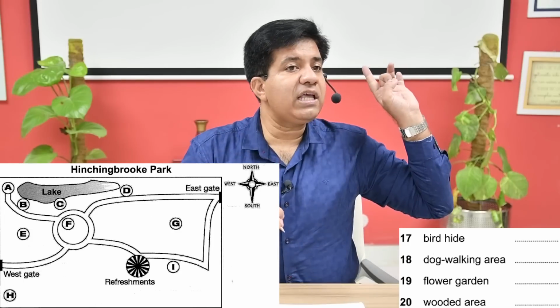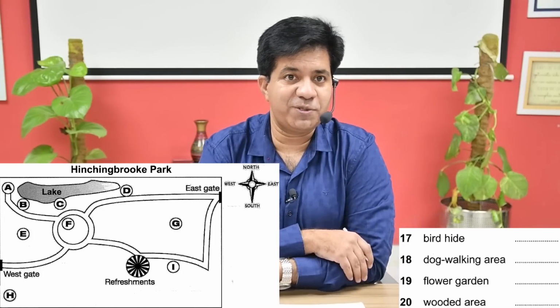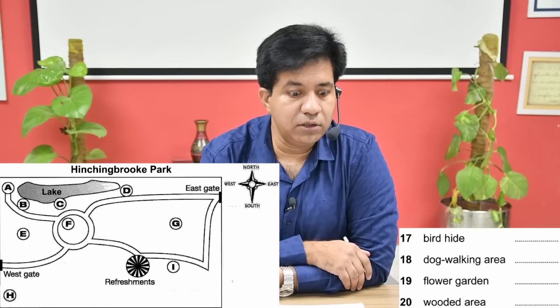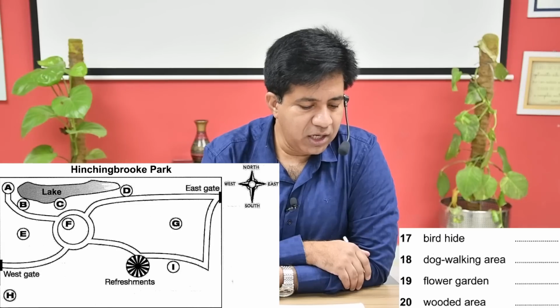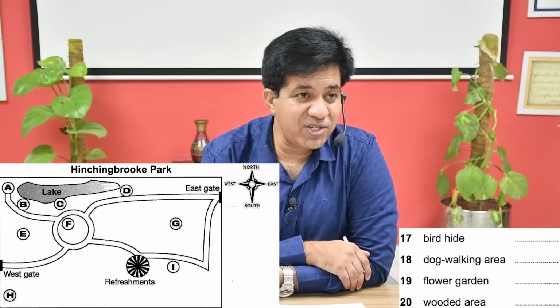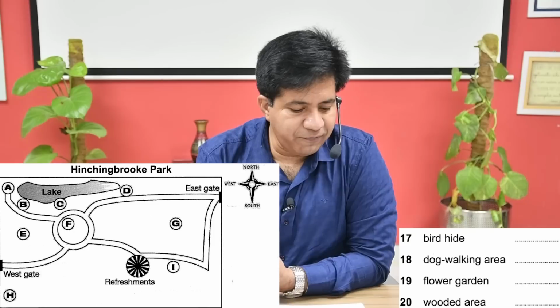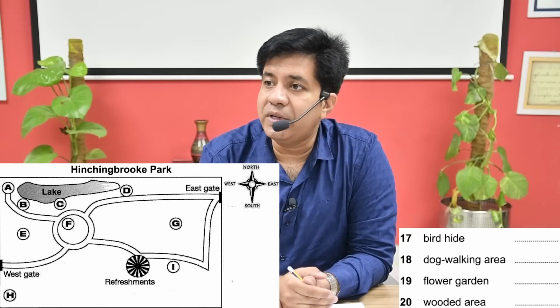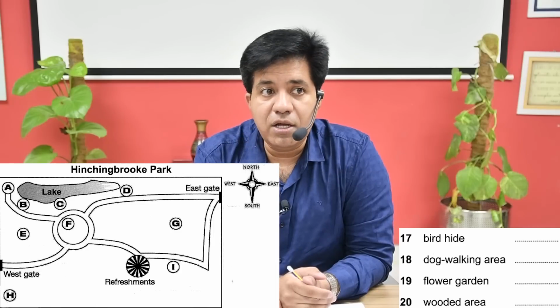Now, whenever they give you a map, number one, don't read the questions. You may ask me, why, sir? Okay, read the questions. 17, bird hide. 18, dog walking area. 19, flower garden. 20, wooded area. Do you understand anything? These words will be repeated in the audio. They will say, first of all, let me tell you about bird hide. So whenever there are maps, do not read the questions.